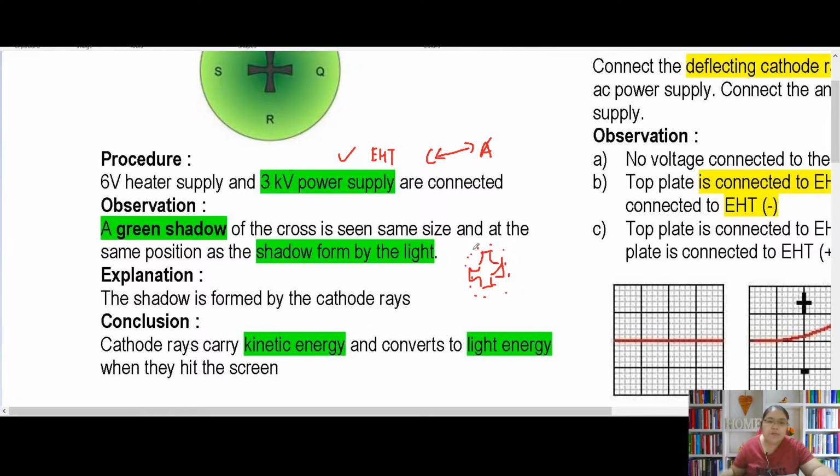So from now, when I switch on the EHT, you find there are two shadows. They overlap each other, that means the shadow becomes darkened. The surrounding now becomes green color, just like the diagram they show. So from here, the shadow is formed by the cathode ray.